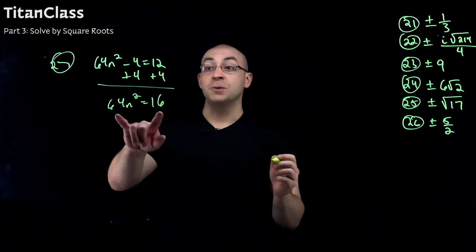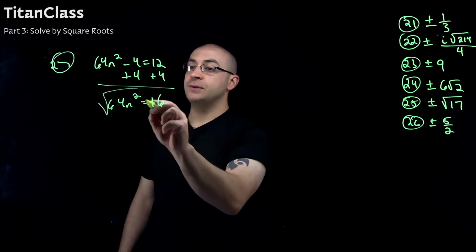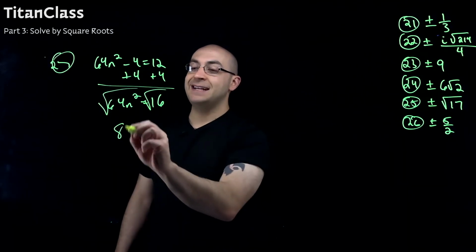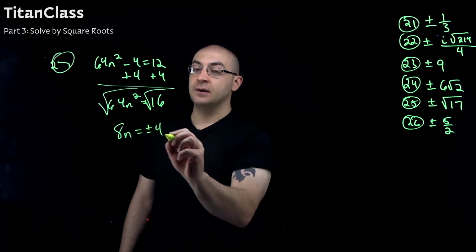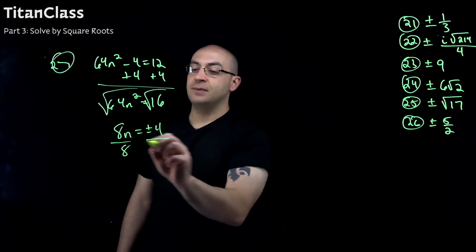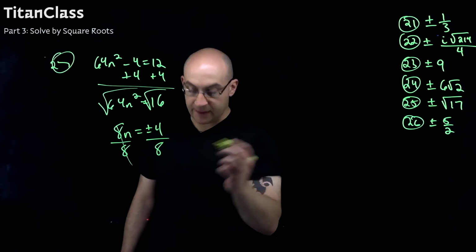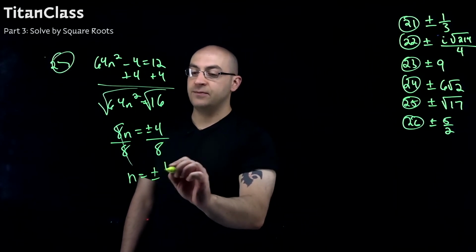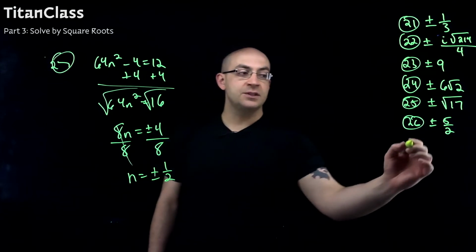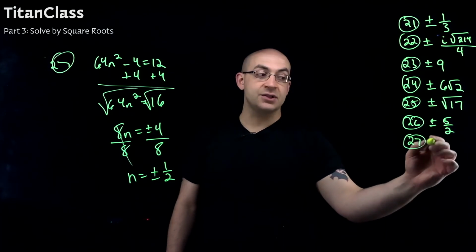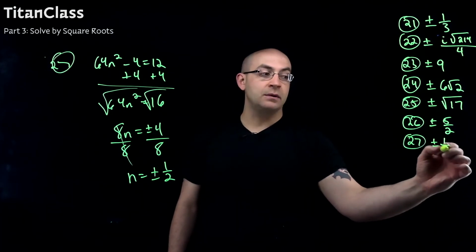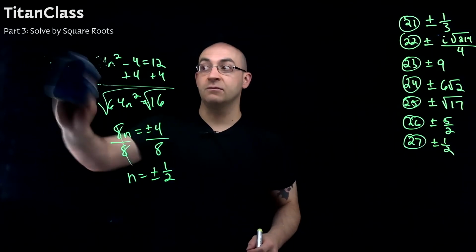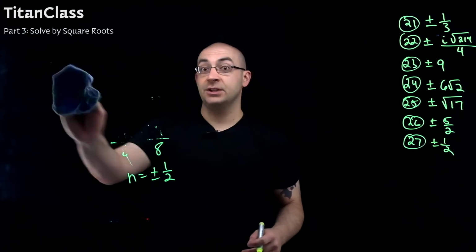Okay, now, 2 perfect squares again. I'm able to square root both sides because I've got 2 perfect squares. This is 8n equals plus or minus 4. Okay, so we'll divide by 8 on both sides. Now we gotta be careful because we have to simplify. n is gonna be plus or minus 4 over 8, but 4 over 8 simplifies to 1/2. So my answers for number 27 are plus or minus 1/2, right? So we always have to simplify the fraction if it calls for it, which it did, obviously.